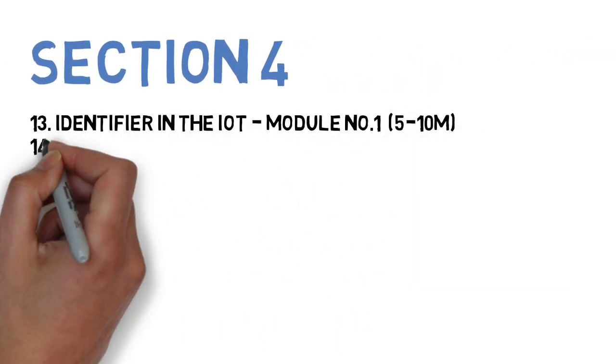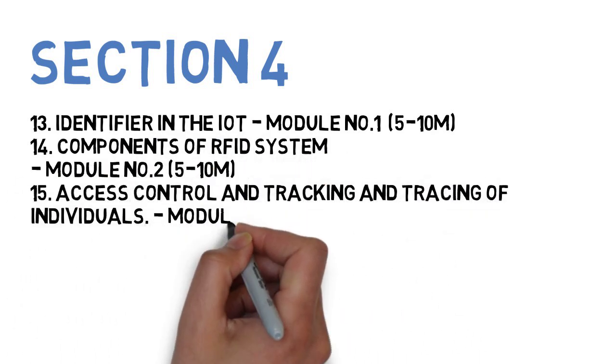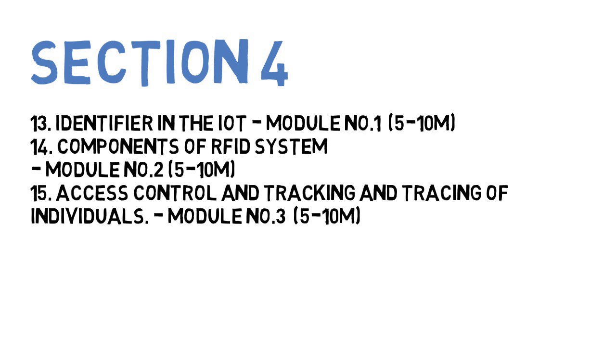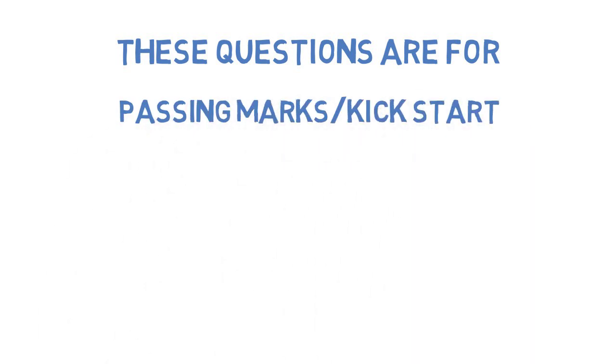Let's go to section 4, wherein the first is identifier in IoT, second is components of the RFID system. Third is access control and tracking of individuals. So these are the 15 concepts that you need to do for IOE, if you're preparing for just pass.